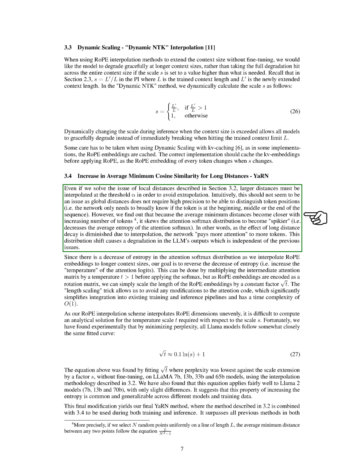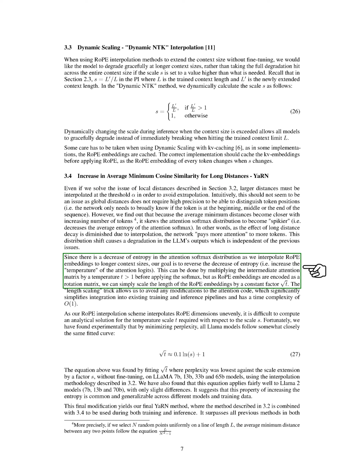Our goal is to reverse this decrease in entropy, or in other words, increase the temperature of the attention logits. We can do this by multiplying the intermediate attention matrix by a temperature greater than 1 before applying the softmax. But since rope embeddings are encoded as a rotation matrix, we can simply scale the length of the rope embeddings by a constant factor, the square root of the temperature. This length scaling trick allows us to avoid any changes to the attention code, which greatly simplifies integration into existing training and inference pipelines.